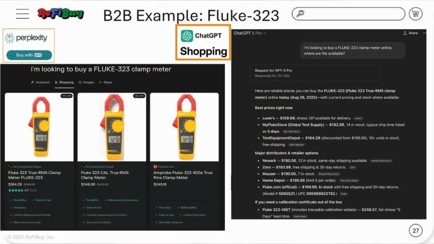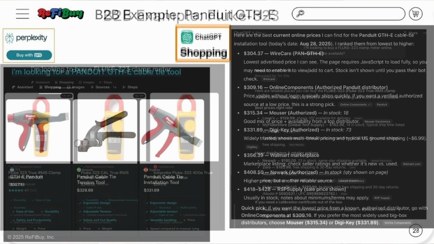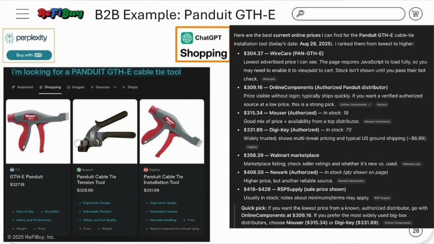And then on the right-hand side, I did the same thing for GPT. Now, in this example, it didn't show a product card, but it does list where you can find it and the prices it can find. And then on the next one, I just searched for a different product, which is a Panduit cable tie tool, just to show you that this is all active for B2B today. This is not coming. It's here today.